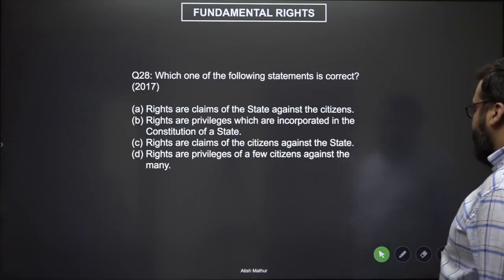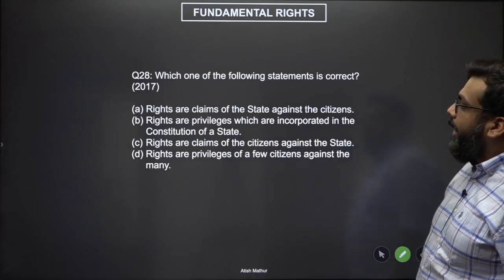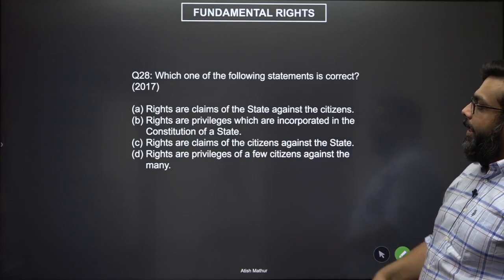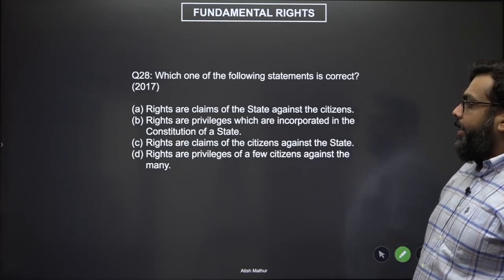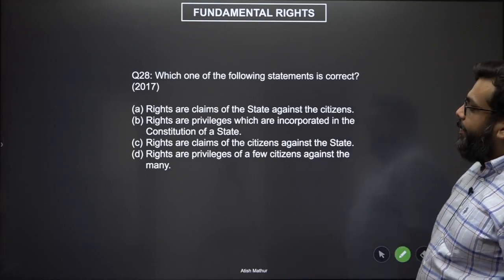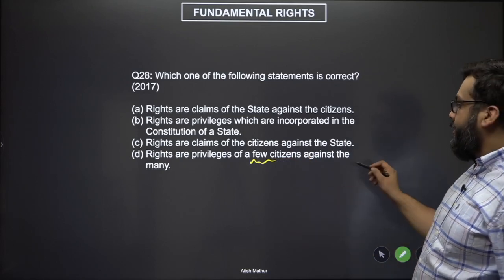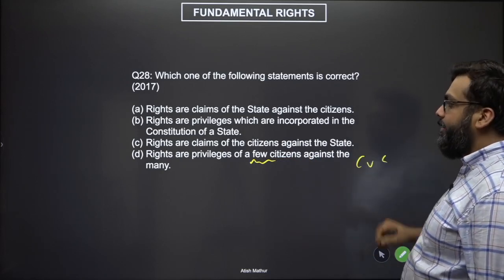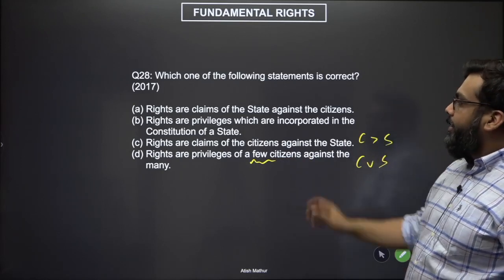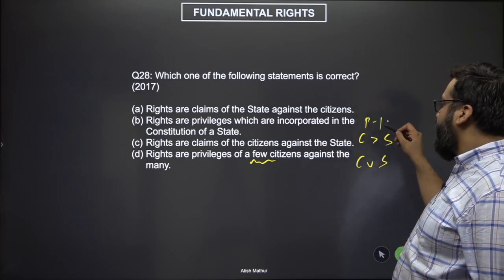Which of the following statements is correct? Rights are claims of the state against the citizens. Rights are privileges which are incorporated in the Constitution. Rights are claims of the citizens against the states. Rights are privileges of a few citizens against the many, which means it says it's citizen versus citizen. Here it is about the citizen stronger than the states. Here it is privileges which are in the constitution of the state. Privileges are always for a few people.